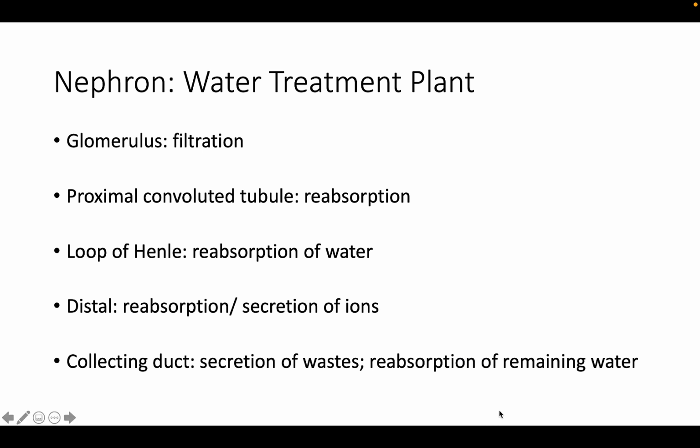And so you can think of your nephron as a water treatment plant. The glomerulus is the spot where filtration occurs. The proximal convoluted tubule, we see a lot of reabsorption of ions and water. The loop of Henle is mostly involved in reabsorption of water. The distal convoluted tubule, again, reabsorption and also some secretion of ions. So these would be waste products, the secretion back into the renal tubules of wastes, as well as the collecting duct doing that with secretion of wastes and reabsorbing whatever remaining water might be needed if we're in a dehydrated state.